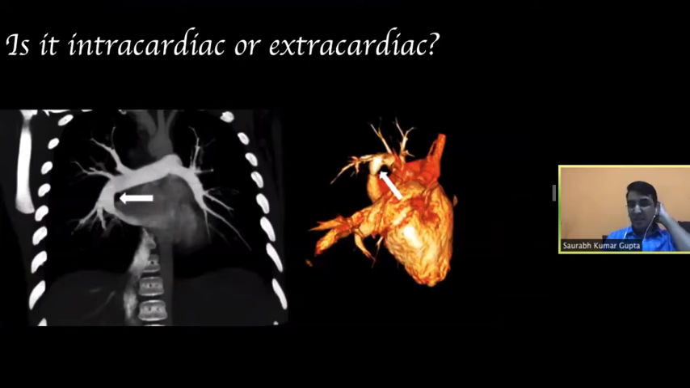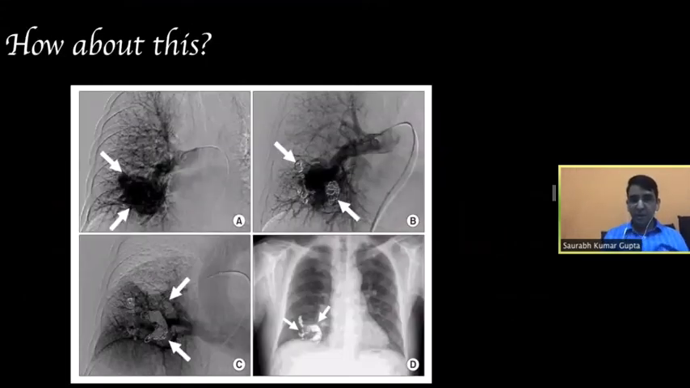Now, is this shunt intracardiac or extracardiac? This is an RPA to LA fistula. This is RPA. This is LA. Now, which rule will apply over here? Less than 3 or more than 3? I'm not sure myself.